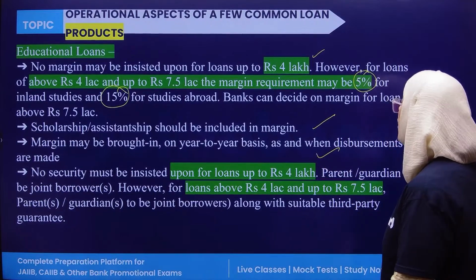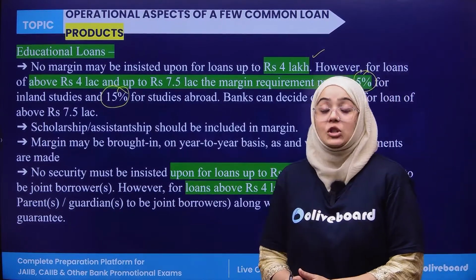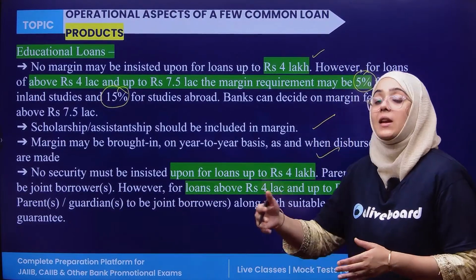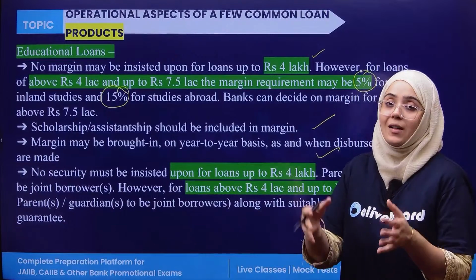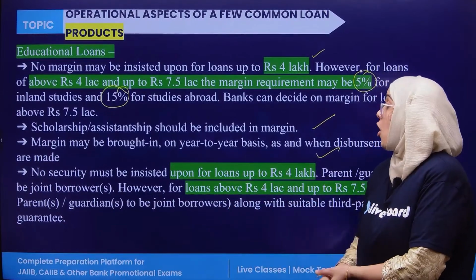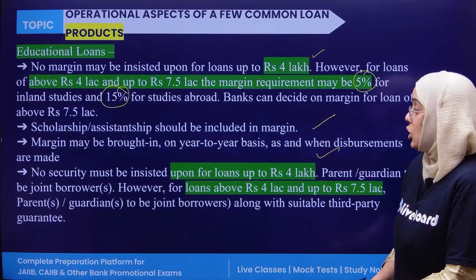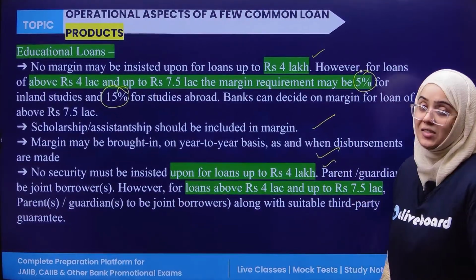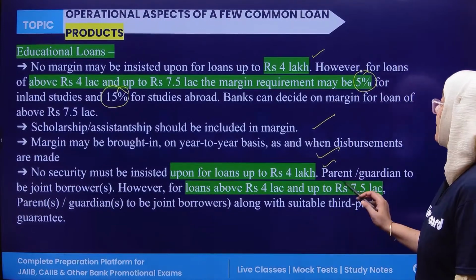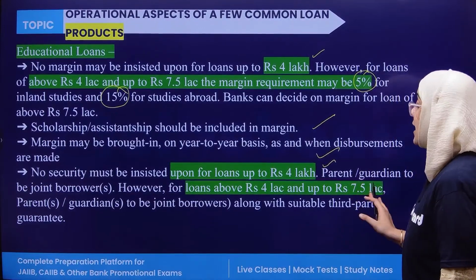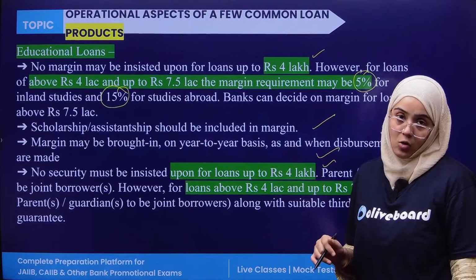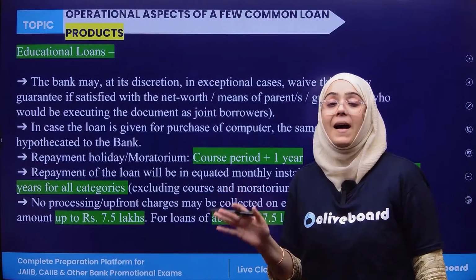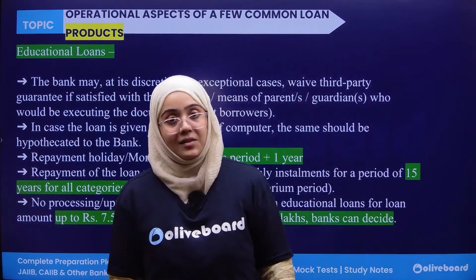The margin can be brought in on a year-wise basis, meaning the margin which the parents have to give from their side can be given year on year according to the schedule. For example, first year fees, second year fees, and third year fees, or while disbursements are made. No security can be insisted on if the loan amount is up to 4 lakh. However, the parents and guardians can be joint borrowers. If the loan is above 4 lakh and up to 7.5 lakh, they can include a third party guarantee also. Now, this third party guarantee condition can be waived by the bank if the bank is satisfied with the financial condition of the parents.